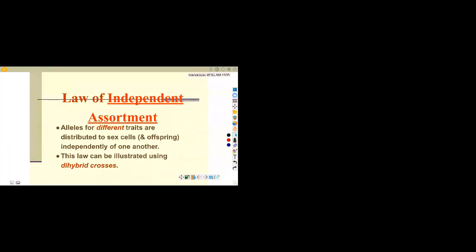All right, the law of independent assortment. This means that alleles for different traits are inherited or distributed independently of each other. So alleles for different traits. So if we're talking about height and flower color, those genes have to be separated before they can be theoretically inherited. So alleles for different traits are distributed independently of one another.